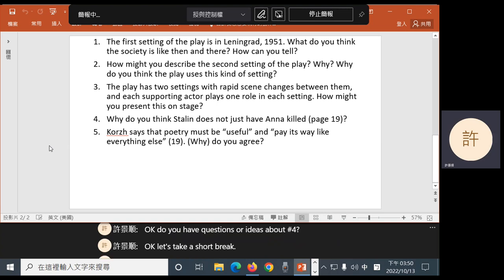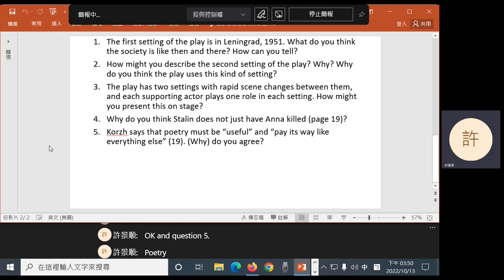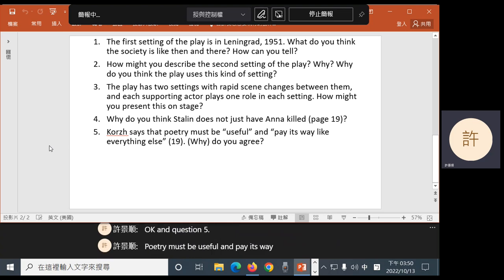Okay, question five. Poetry must be useful and pay its way like everything else. Well, today, group four only has one member who's not actually in the room right now. But I had the chance to talk with her during the break. And her thinking on this question is that she agrees with part of it. So the idea that something has to pay its way means that it has to have some kind of contribution to society. It has to be connected with other things. It can't just exist alone.